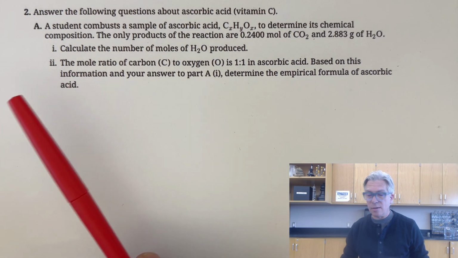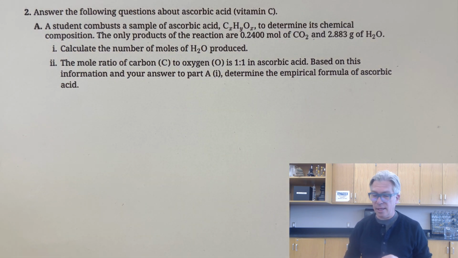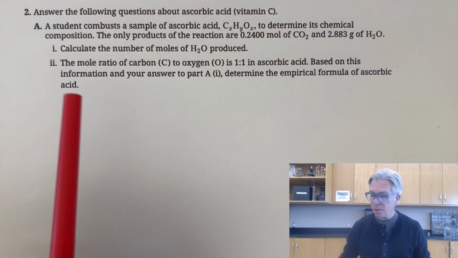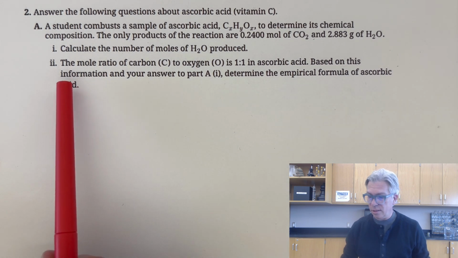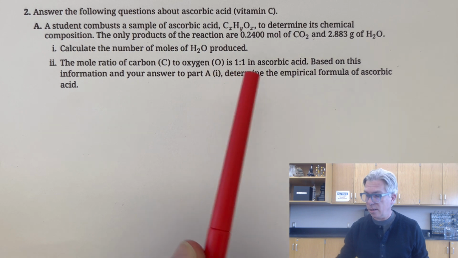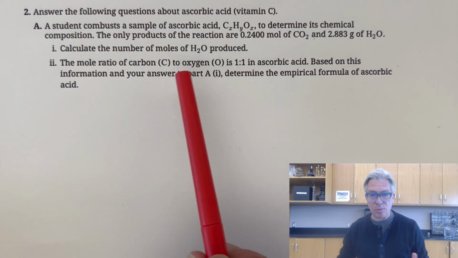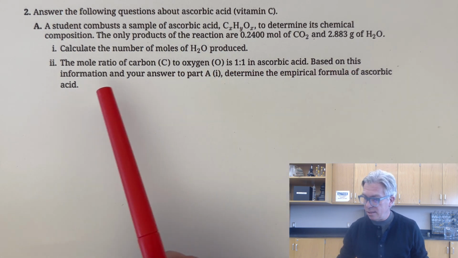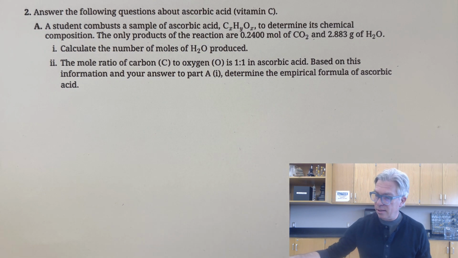Number 1, calculate the number of moles of water that is produced. And then number 2 will be to use the information that the mole ratio of carbon to oxygen is 1:1 in ascorbic acid. That's going to be an important piece of information. Based on this information and your answer to part A, determine the empirical formula of ascorbic acid.